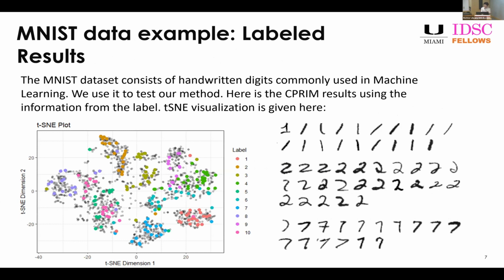So here we show first the MNIST example, which is maybe familiar to all of you because it's a really classical handwriting data set commonly used in the machine learning society. We test our method first for label results, seeing that we directly run our algorithm using the information from the labels. So we will see here.